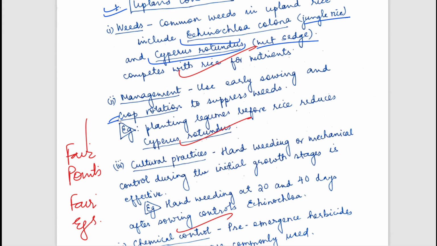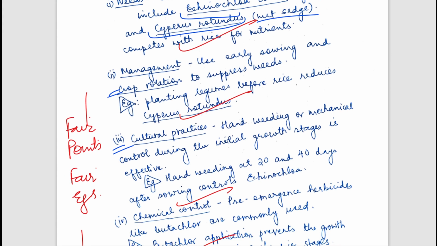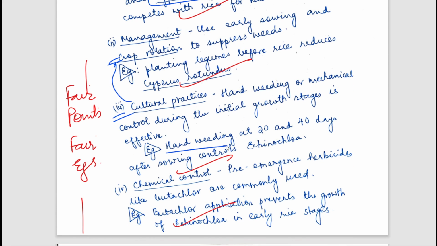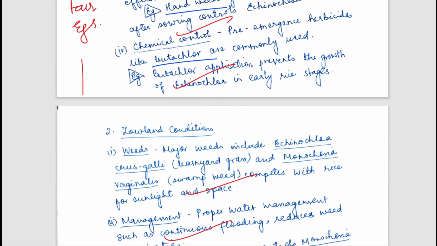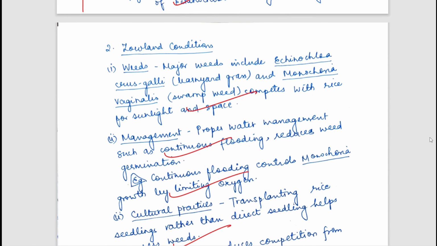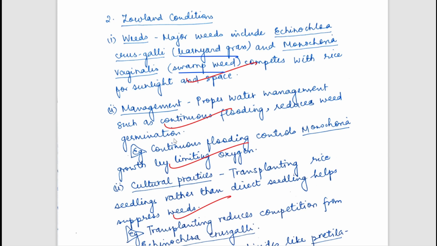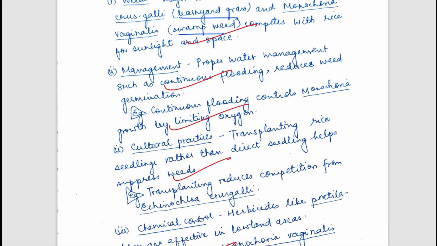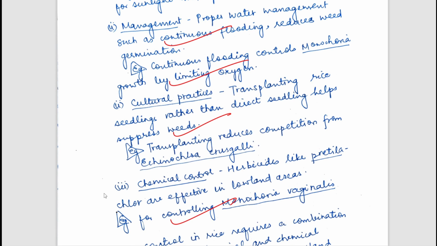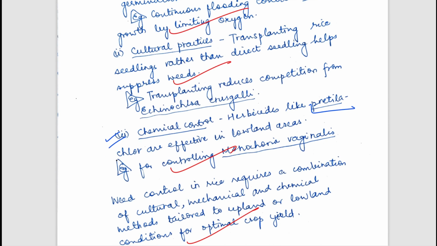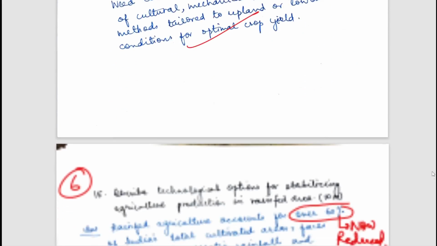We can do crop rotations. We can use certain cultural practices, although crop rotation is kind of cultural and agronomic practice only. Hand weeding can be done. Chemical control can be done using butachlor. So fairly detailed answer. In lowland again, the barnyard grass, swamp weed, everything has been mentioned, its management has been mentioned, and you can see a similar structure has been followed. And again, chemicals can be mentioned here also. You can use butachlor, pretilachlor, all these things are similar chemicals only. So well written answer. Now let's move to the next question.